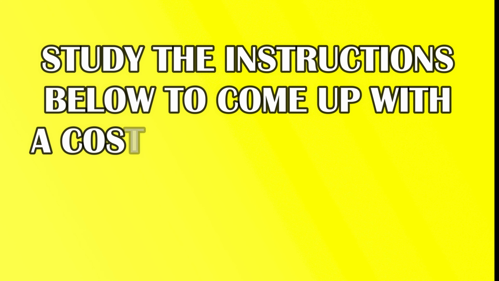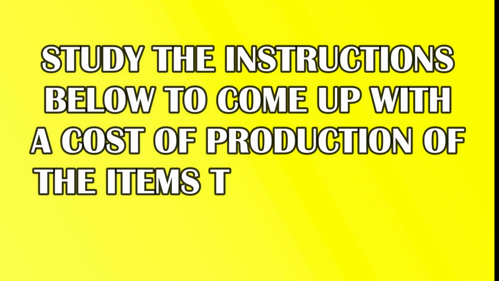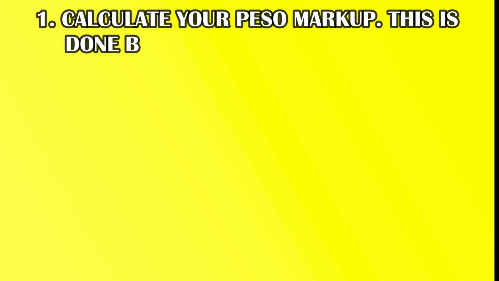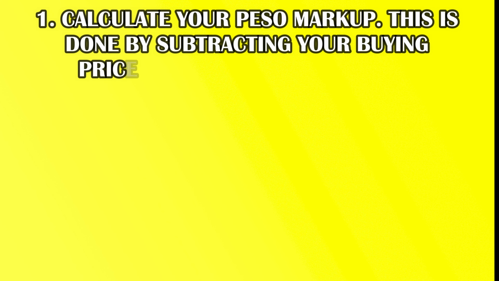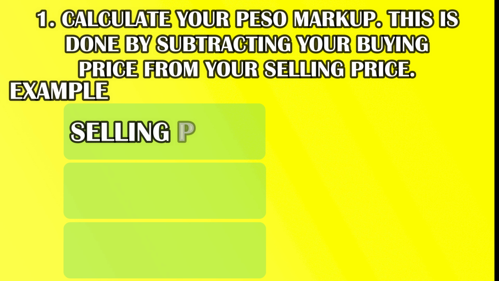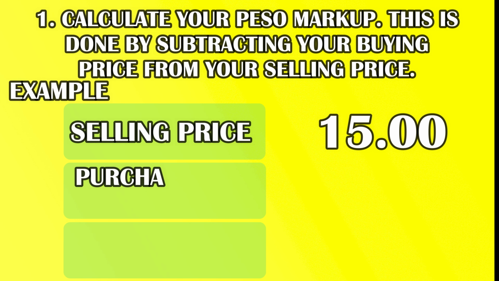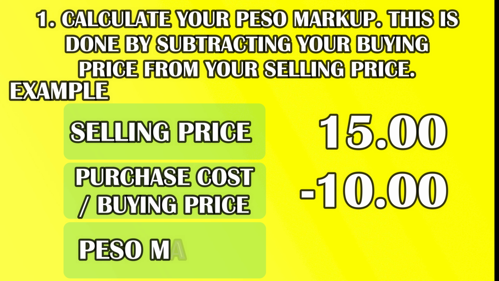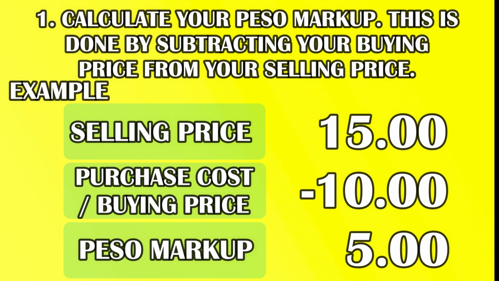Study the instructions below to come up with the cost of production of the items that you want to put up in your business. Number 1, calculate your peso markup. This is done by subtracting your buying price from your selling price. Example, the selling price is 15 pesos. Purchase cost or buying price is 10 pesos. The peso markup is 5 pesos.